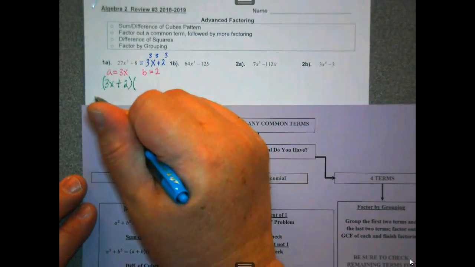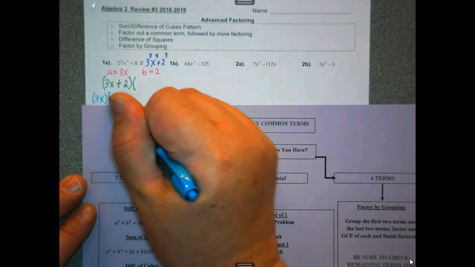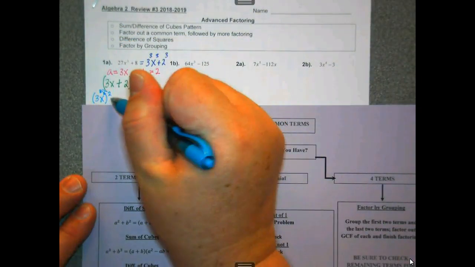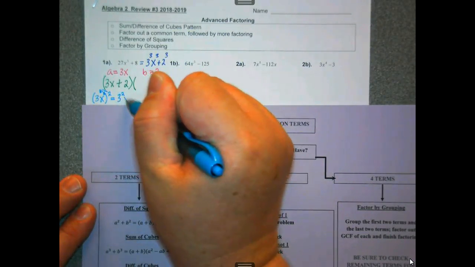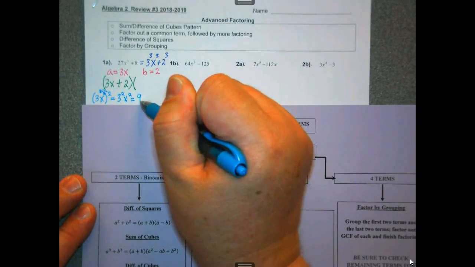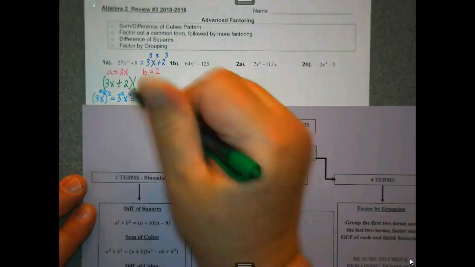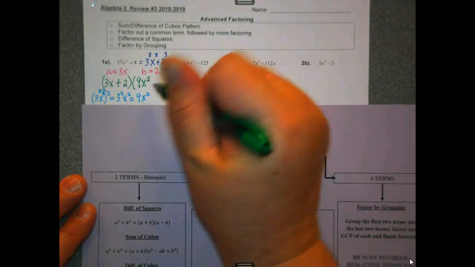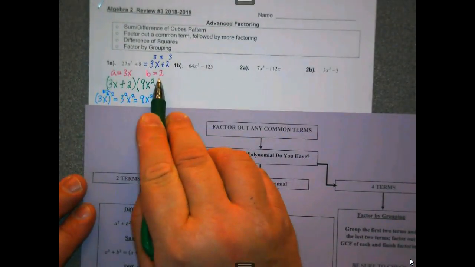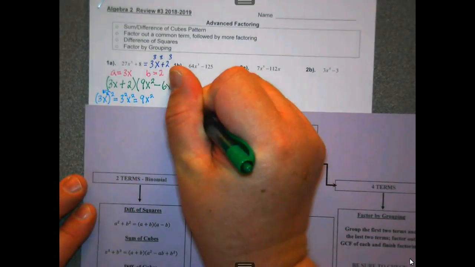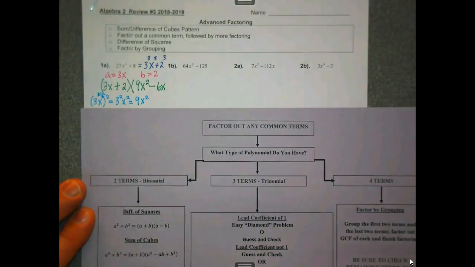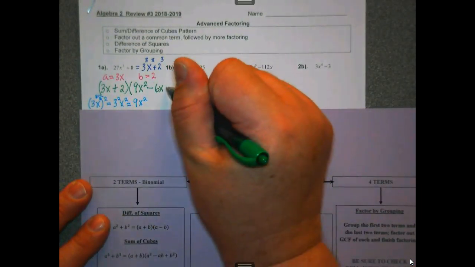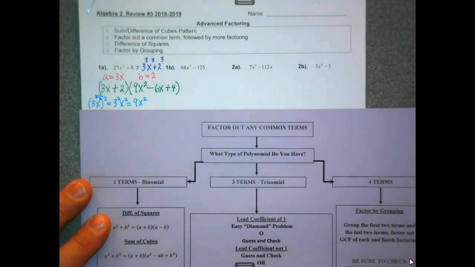Remember, I'm taking 3x and I'm squaring the whole thing, right? So I need to distribute that 3 to each one of those. So I get 3 squared x squared, which is 9x squared, minus AB. So 3x times 2, 6x, plus b squared. B squared, well, that's 2 squared, which is 4. So there's my answer.